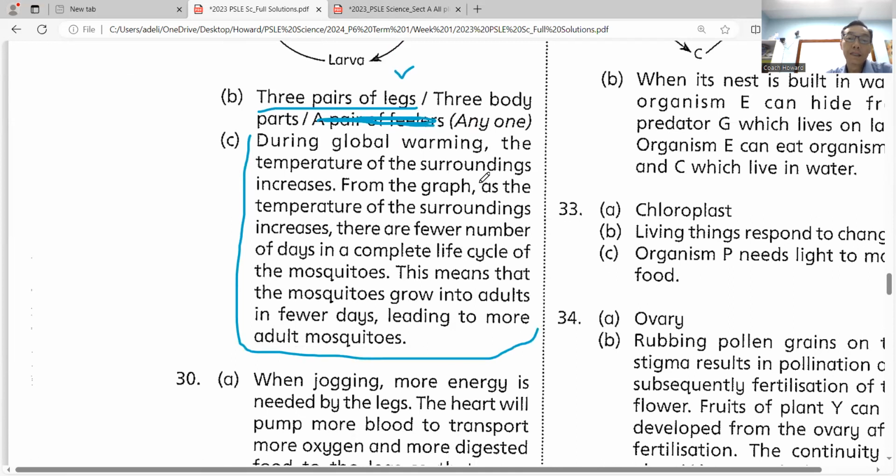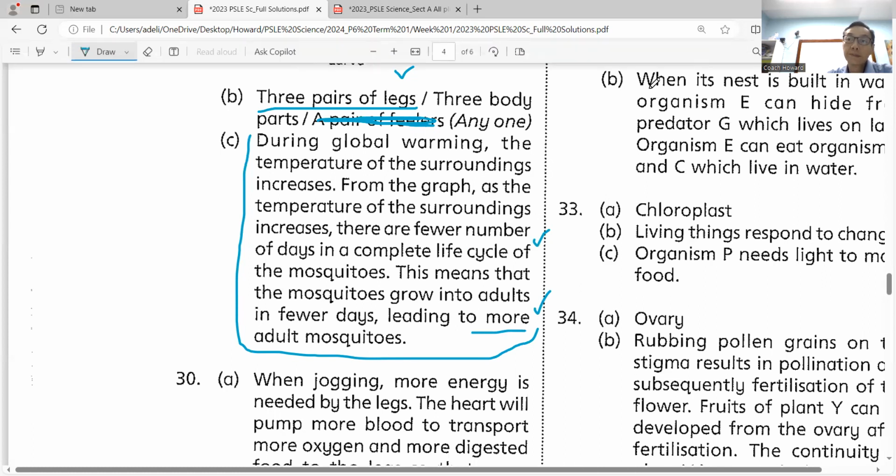Number 1, first you need to say during global warming, the temperature increases. And then from the graph, as the temperature increases, there are fewer number of days to complete the life cycle of mosquito. And then secondly, you must mention, this means that the mosquito will grow into adults in fewer days, leading to more mosquito. Good. Let's continue to the next question.